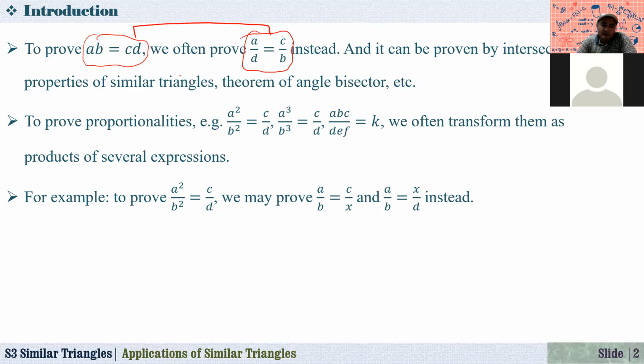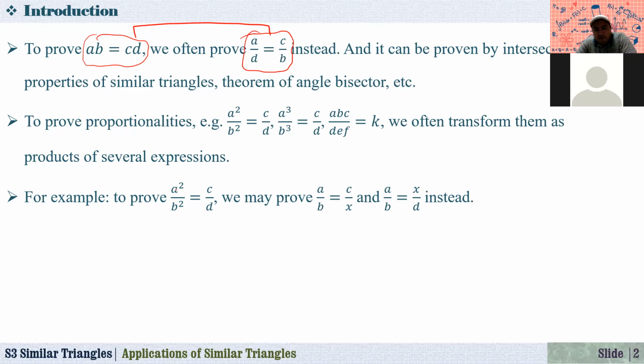And how about a squared over b squared? Suppose that we have to prove that it's equal to c over d. Or a cubed over b cubed equals c over d. Or a times b times c over d times e times f is equal to k. We often transform them as products of several expressions. A squared over b squared is a over b times a over b. A cubed over b cubed is a over b times a over b times a over b. Then we try to find what a over b is, and after that we can just cube and get the answer.